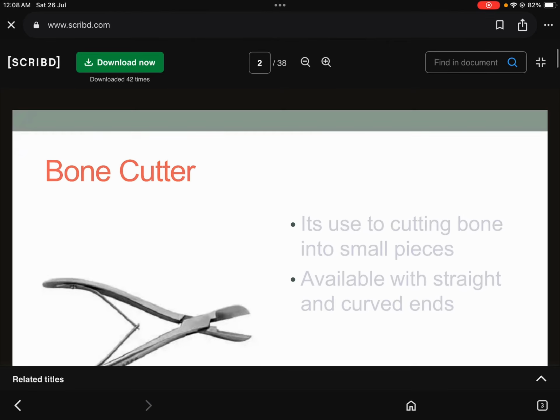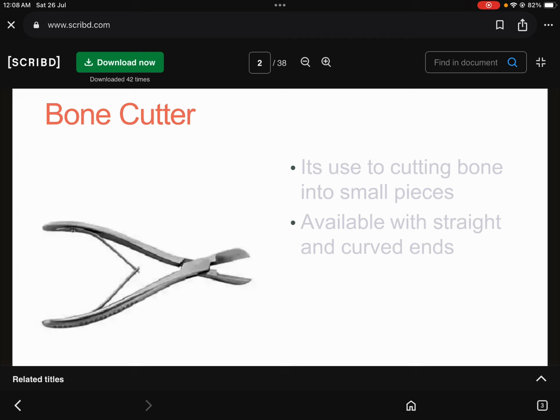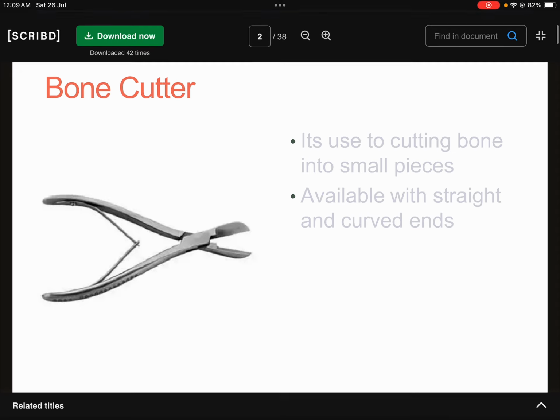So today we will learn about orthopedic instruments for NEET PG 2025. The first instrument is the bone cutter. It is used for cutting bone into small pieces. It is available with straight and curved ends to cut bone fragments at the fracture site during fixation.